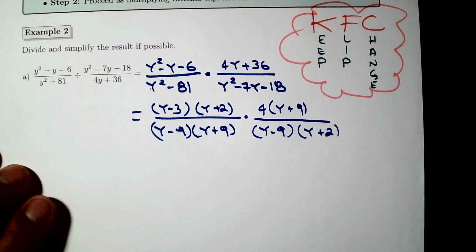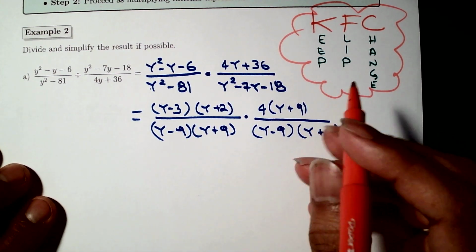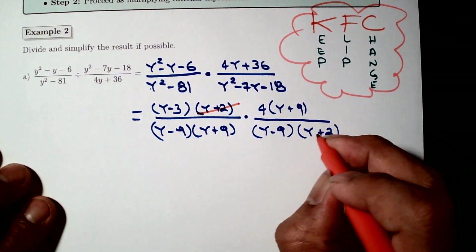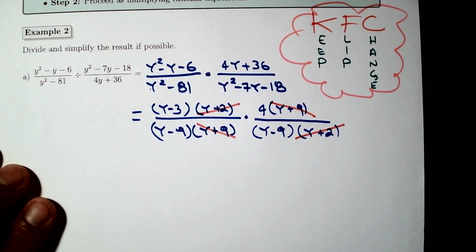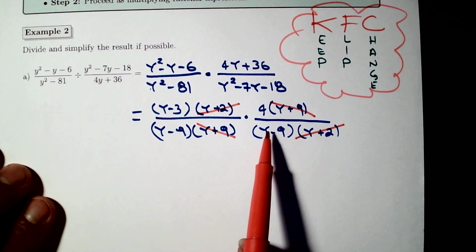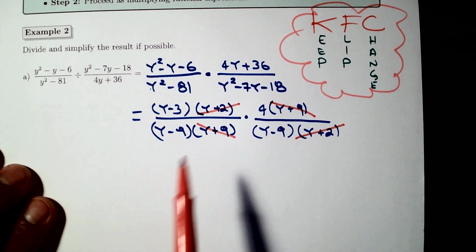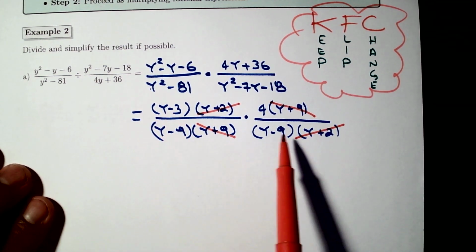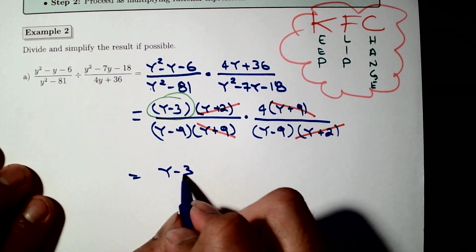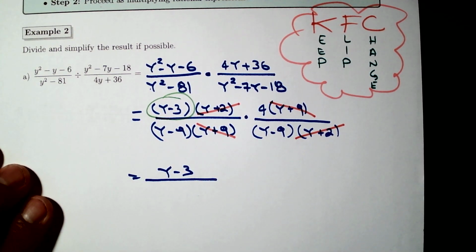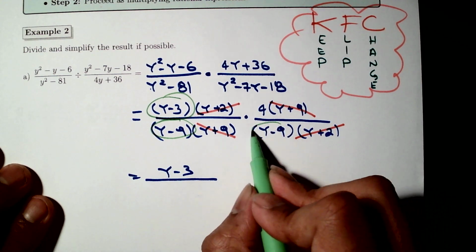Now we're ready to divide out common factors such as, well, let's see. Y plus 2 goes away with y plus 2. And y plus 9 goes away with y plus 9. And looks like that's about it. Because in this case, there's no y minus 9 in the numerator, so I can't cancel it out, or another y minus 3 in the denominator, so I can also divide it out with that. So I'm going to be left with, in the numerator, only y minus 3. And in the denominator, I'm going to be left with y minus 9, y minus 9.